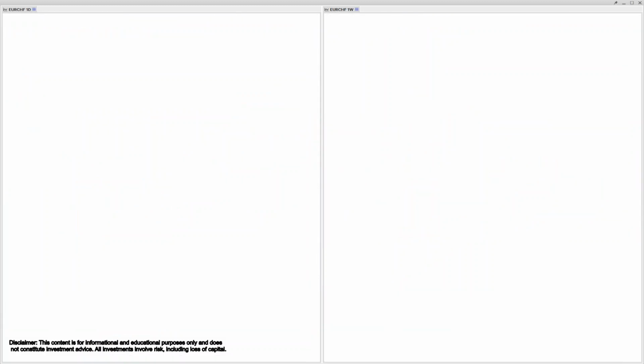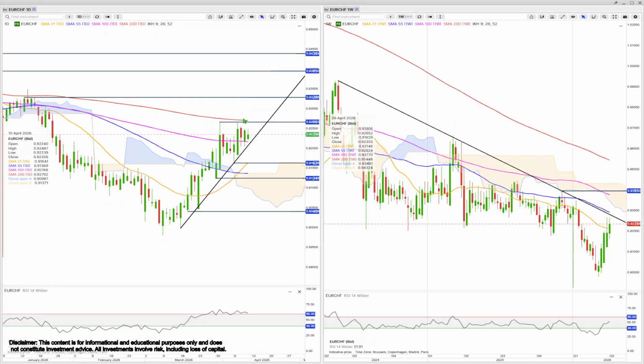EURUSD, it's still this 92, 65, 70 area here, and the 200 moving average that is key. Above the steep rising trend line, so it's not that strong.